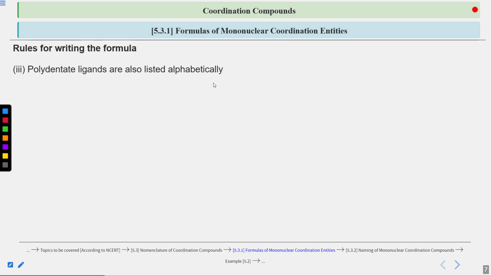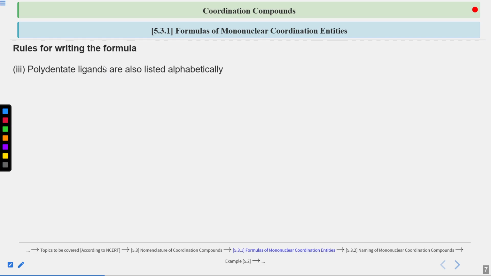Polydentate ligands are also listed alphabetically. So we have been studying the ligands. Ligands are basically the compounds, molecules or atoms that arrange themselves around the central metal by bonding with the central metal, forming a coordination covalent bond, right? In that, polydentate ligands are those in which more than two donor atoms are present.